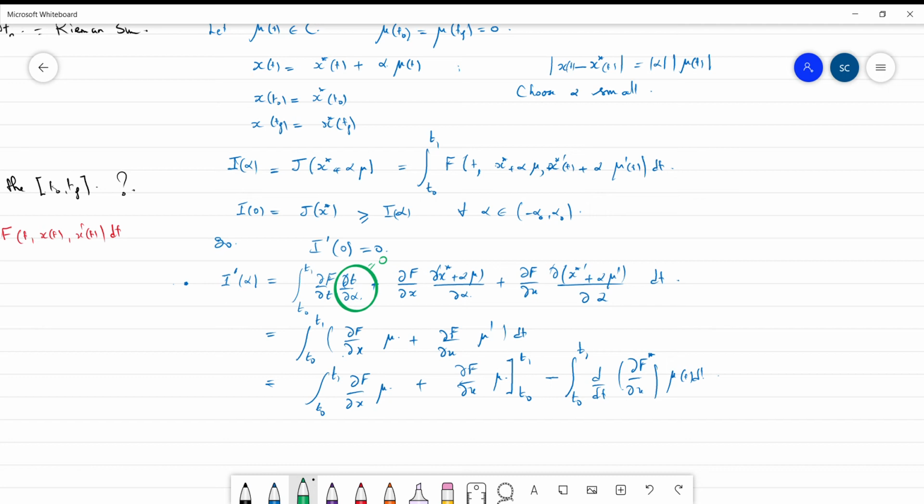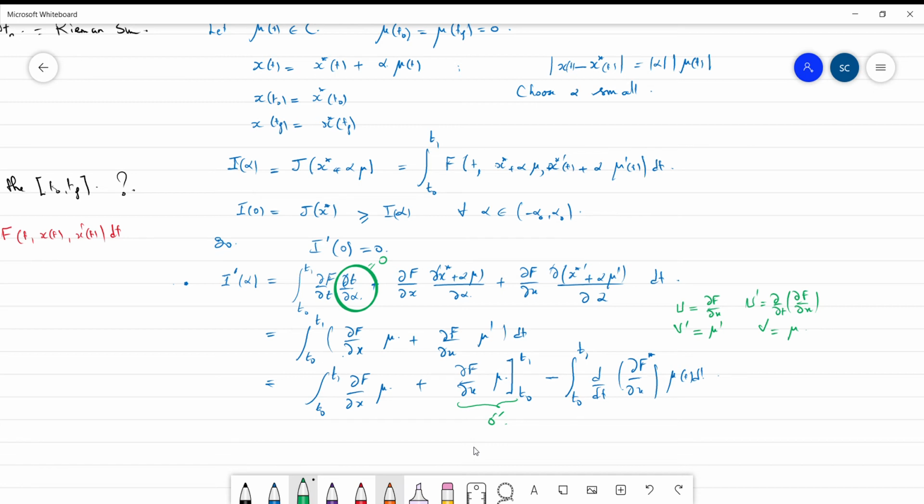For the integration by parts, you can set u = df/du, then u prime will be d/dt of df/du, which is this term, and the other one, v prime will be mu prime, so v is mu, which is here. And now we use the fact that mu is 0 at the endpoints, so this quantity also is 0. And finally we have something like that.